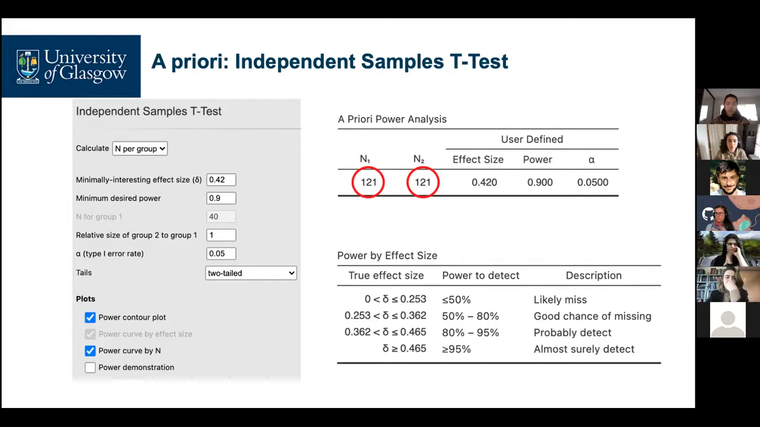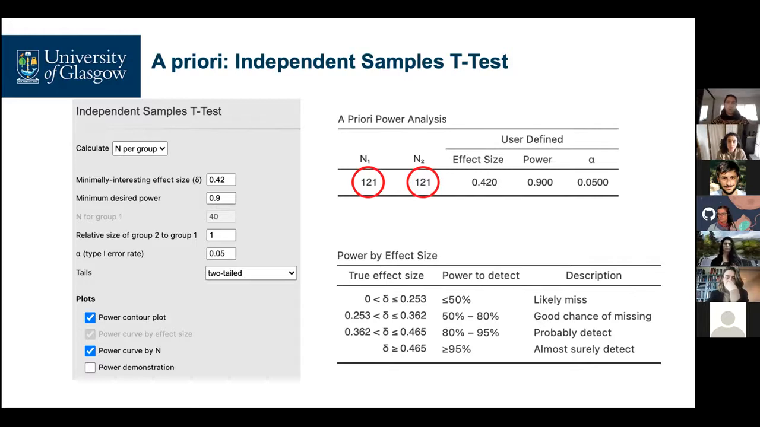Might sound quite a lot compared to a lot of cognitive neuroscience papers. But based on the average effect, so this isn't even the smallest effect size of interest. This is the median effect in cognitive neuroscience. This is ideally what you'd be looking out for, 90% power.